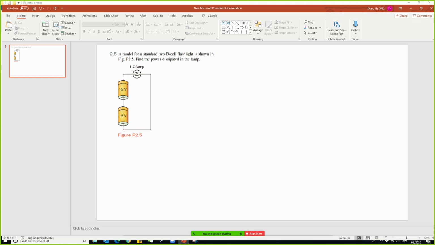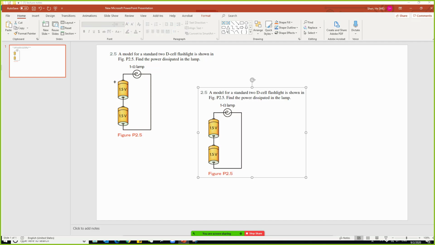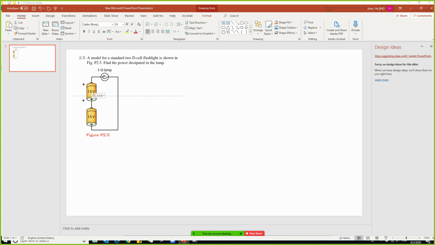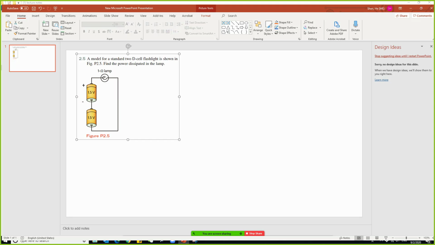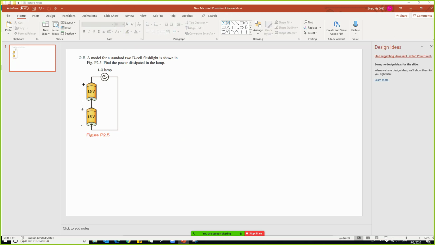So we have one battery and another battery, these two batteries in series. So this is a positive end, right? The other side is the negative side. So the voltage on this end is higher than this end by 1.5 volts. The second battery is the same, so this end is higher than this end by 1.5, and because these two are connected together, this node is higher than this node by 1.5.